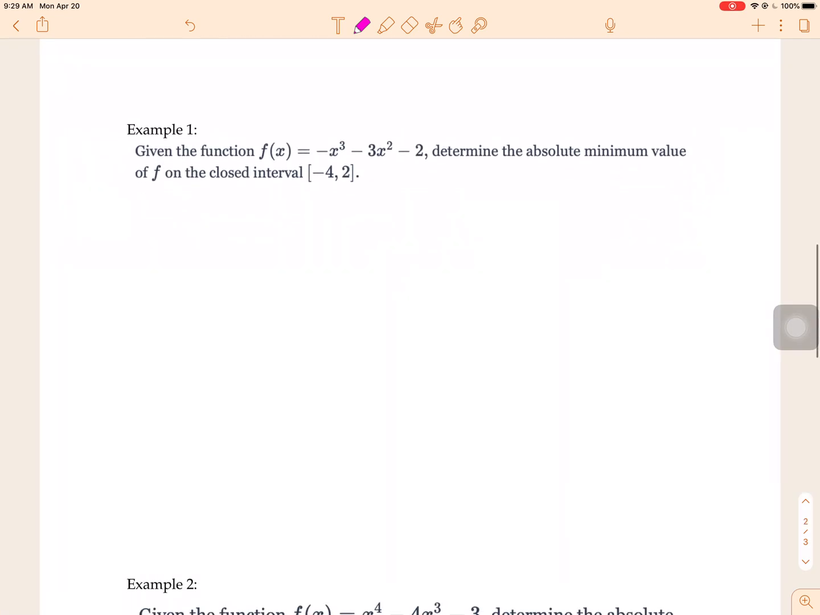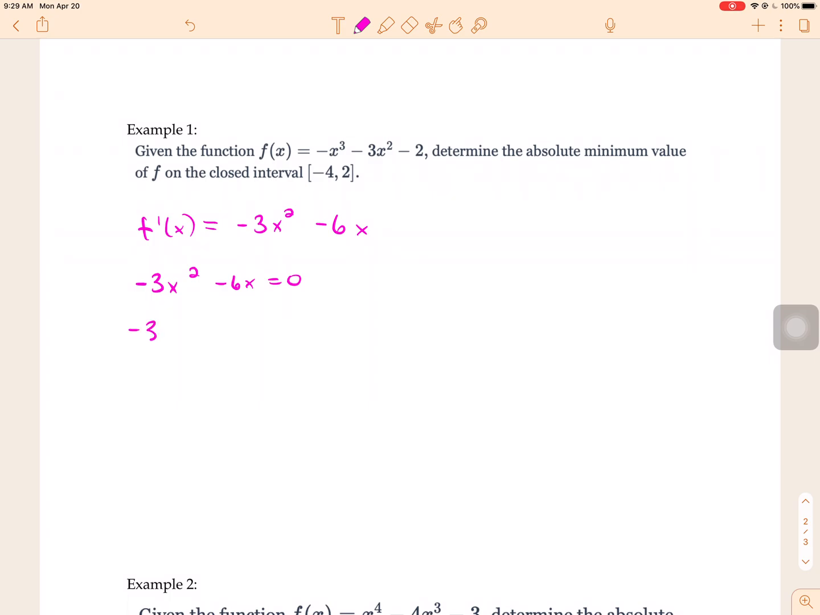So let's take a look here. Given the function, determine the absolute minimum value of f on the closed interval from -4 to 2. So a couple of things. First, we could find those relative extrema by using the first derivative test and telling where the slope changes from positive to negative, right? Or negative to positive. So first, let's take the derivative here. So f prime of x is -3x squared minus 6x. Okay, so now let's set this equal to 0. And let's solve when this equals 0.